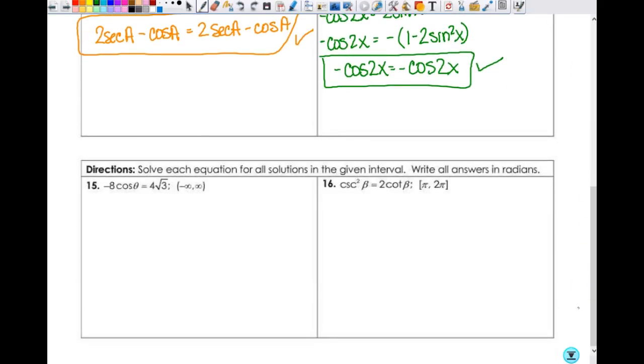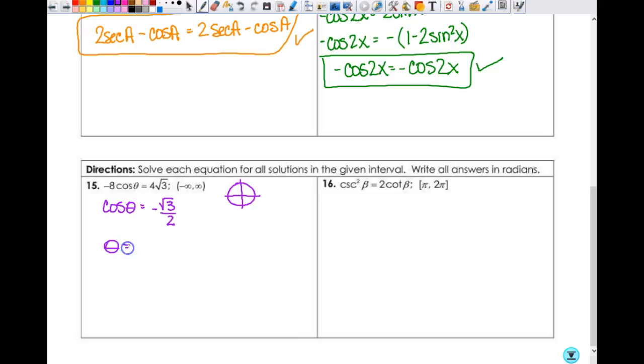All right, number 15. It says solve each equation for all solutions in the given interval. Write all answers in radians. All right, so I've got negative 8 cosine theta, so I'm just going to divide both sides by negative 8. So I end up with cosine of theta equals negative square root of 3 over 2. I am looking from negative infinity to infinity, so I want all 4 quadrants here.